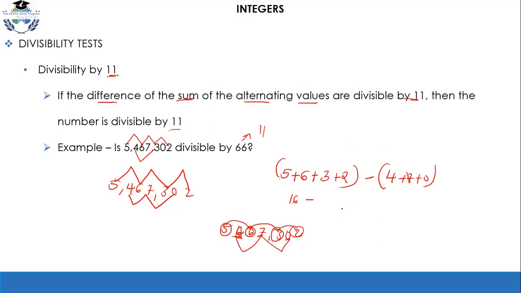So we would have 5 plus 6 plus 3 plus 2. This was correct. And then minus 4, and then 7, and then 0. So 5 plus 6 is 11, 11 plus 3 plus 2 is 16. Minus 4 plus 7 is 11, 16 minus 11 is 5. So I hope I'm doing that correctly. Please feel free to correct me if you think I made a mistake there, right? But yeah, that's basically how you handle divisibility by 11.